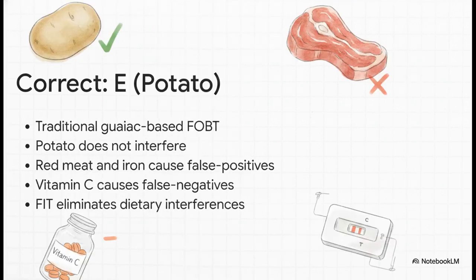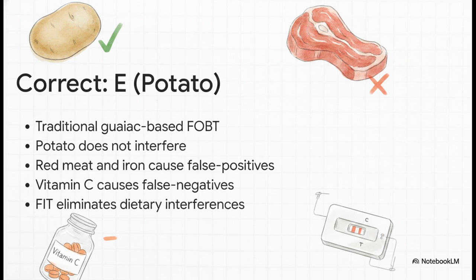Question 166. In the case of fecal occult blood testing, which of the following does not interfere with result interpretation? Correct answer, E. Potato. Traditional guaiac-based tests rely on a chemical pseudoperoxidase reaction, and consuming potatoes simply doesn't interfere with it.